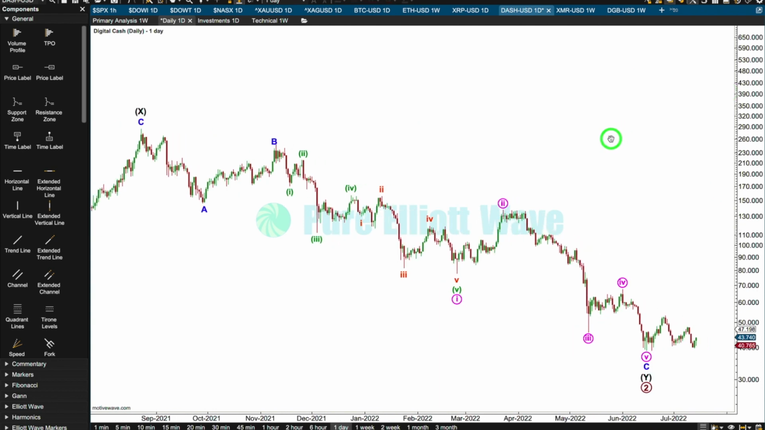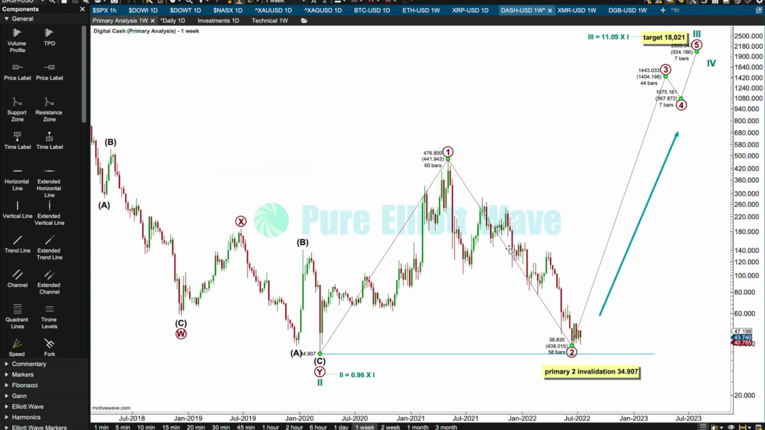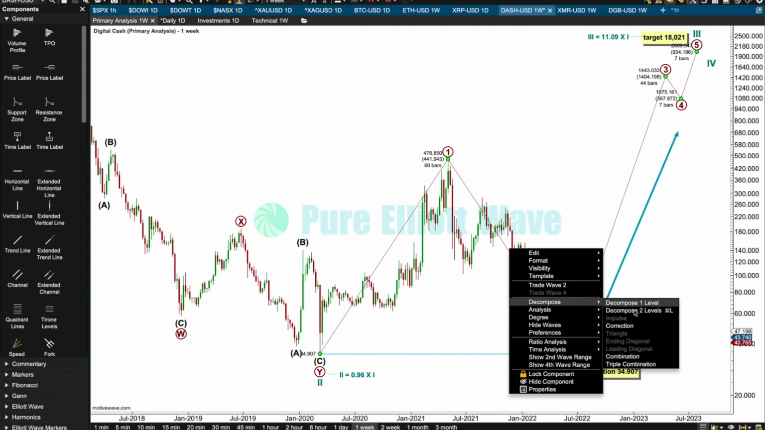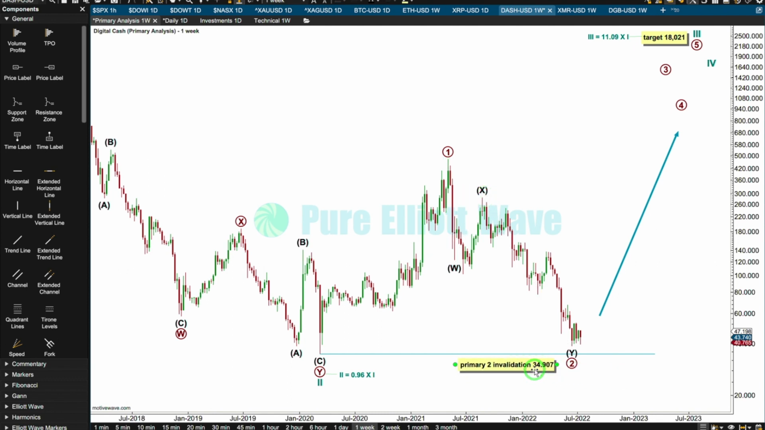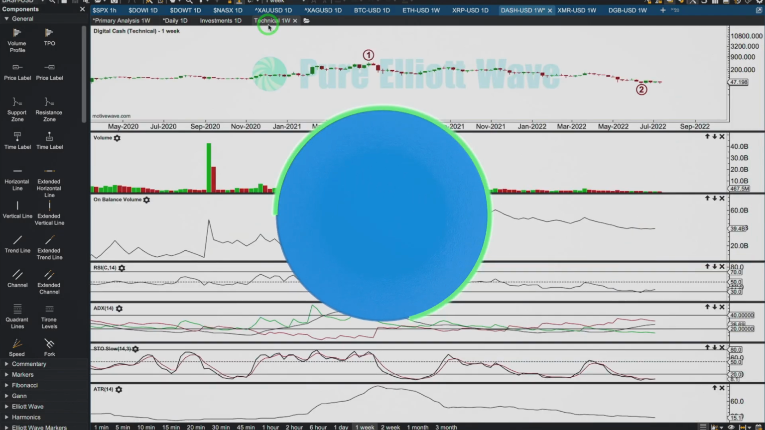Okay, I think that looks okay. So I'm going to label primary 2 as a double zigzag, WXY, and it's a 99.11% correction of primary 1. Let's look at some technicals.